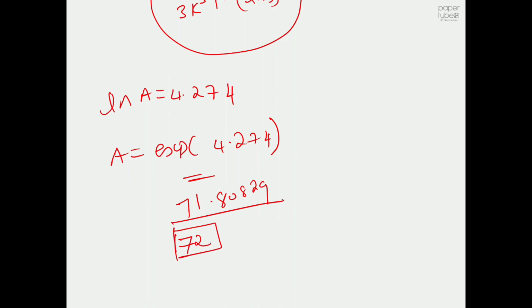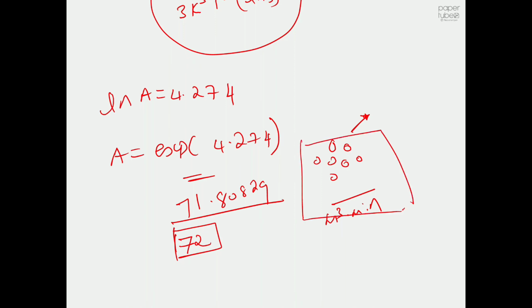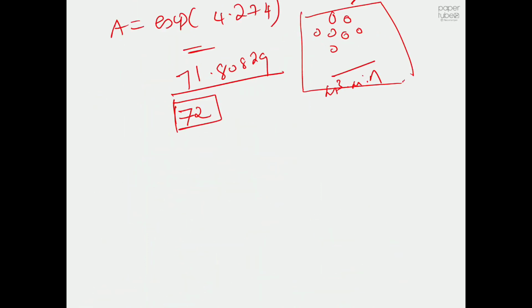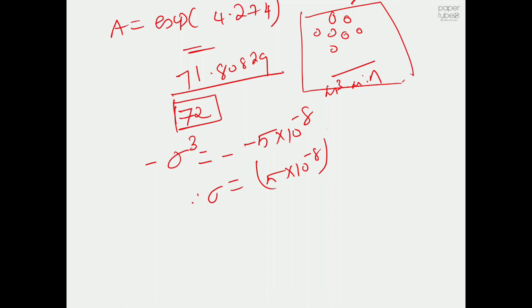This is related to your pre-nucleation clusters. So many clusters are forming per meter cube per minute, and eventually your nucleation rate is only that for this particular system. So somewhere around 71 pre-nucleation clusters per meter cube per minute. That's the meaning of that. And then you have a slope value. So minus sigma cube will be equal to minus 5 into 10 to the power of minus 8. Therefore, sigma will be equal to 5 into 10 to the power of minus 8 raised to the power of 1 by 3.